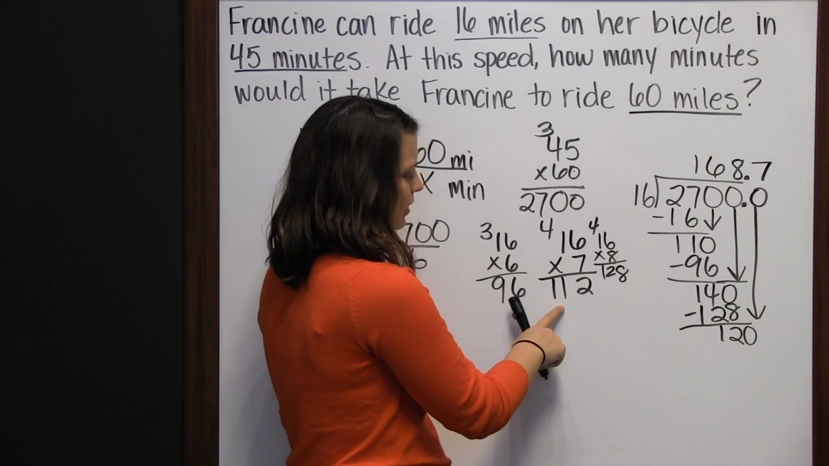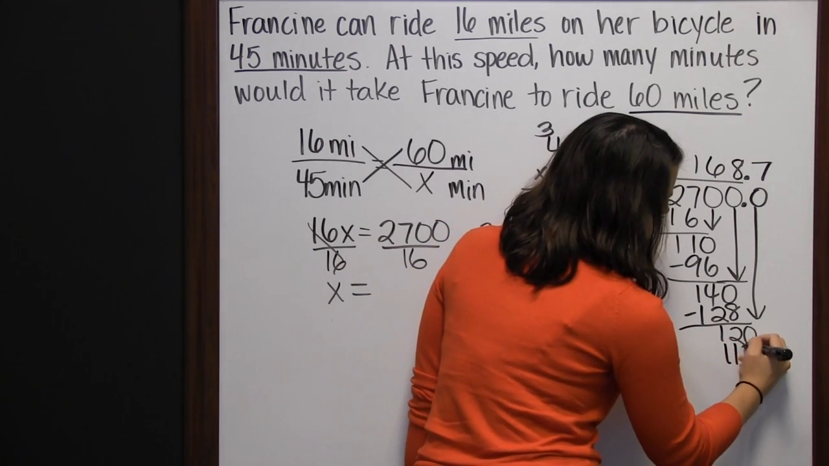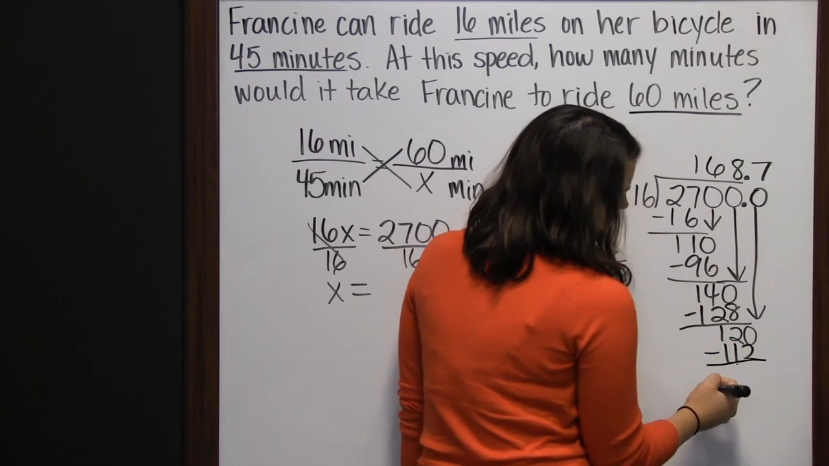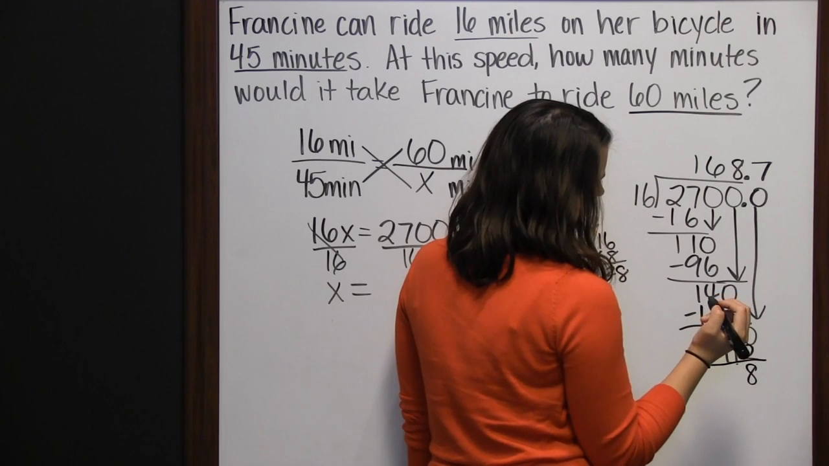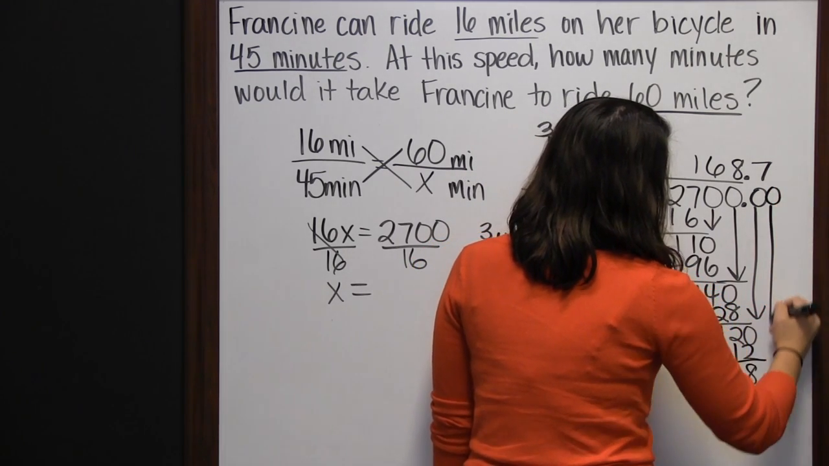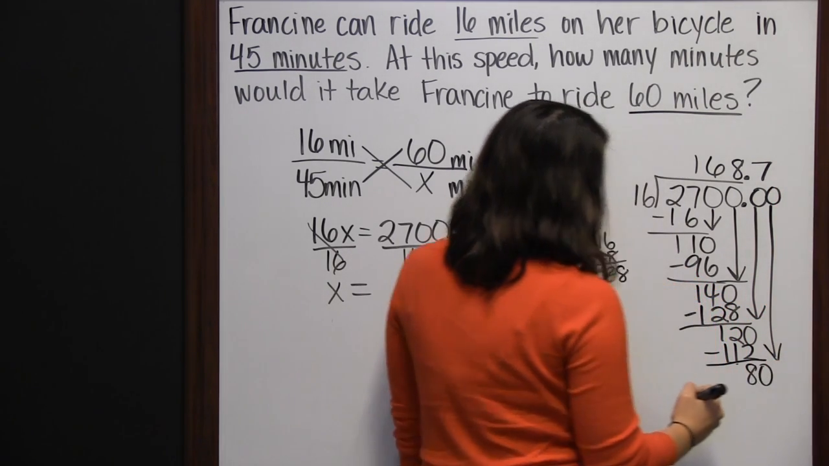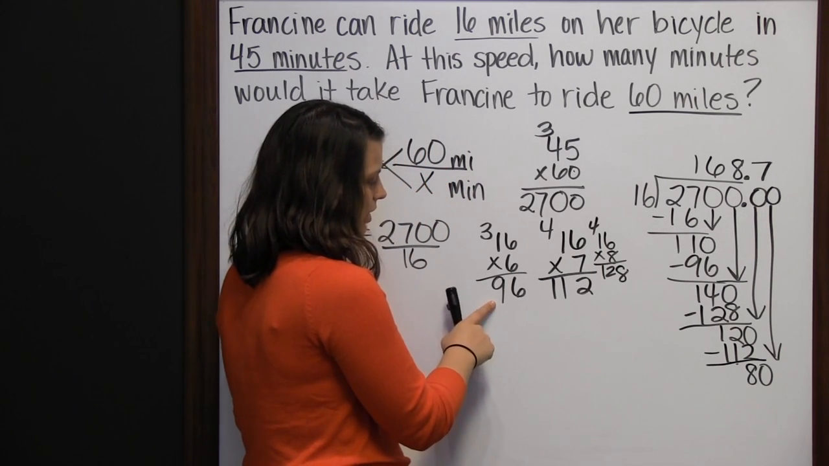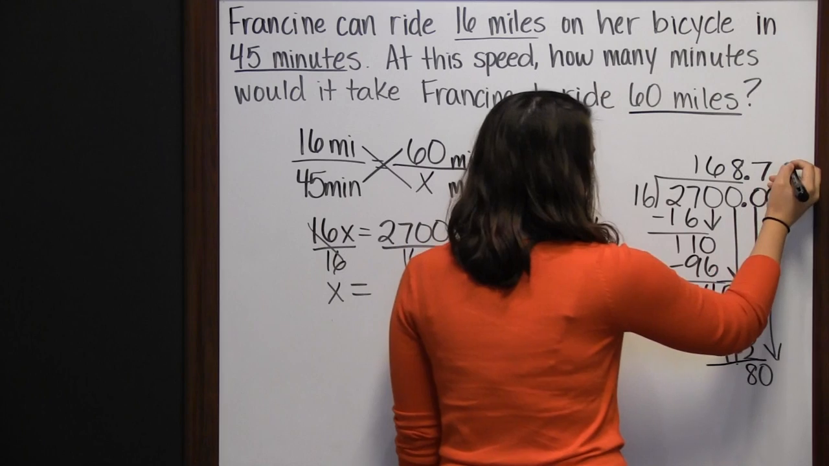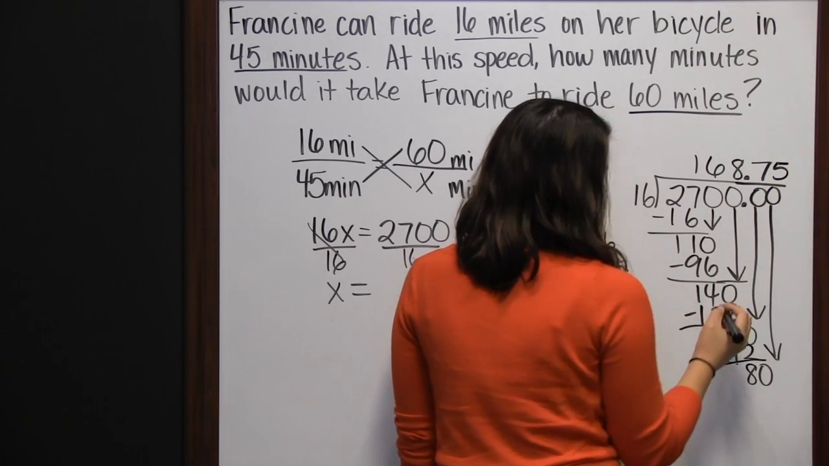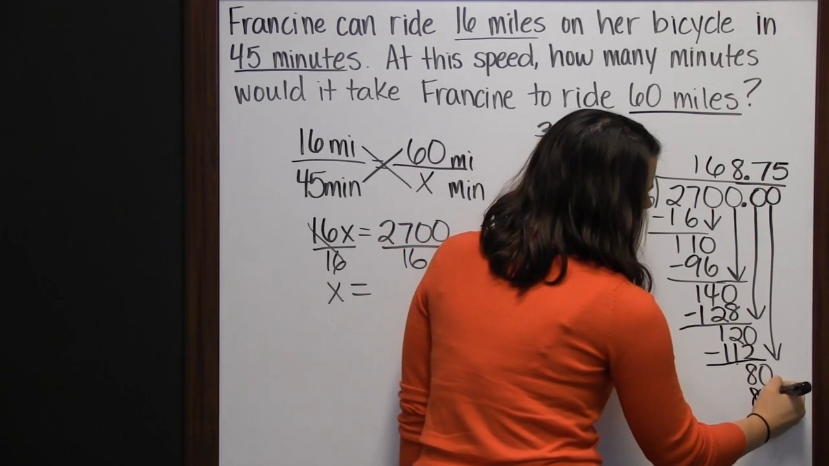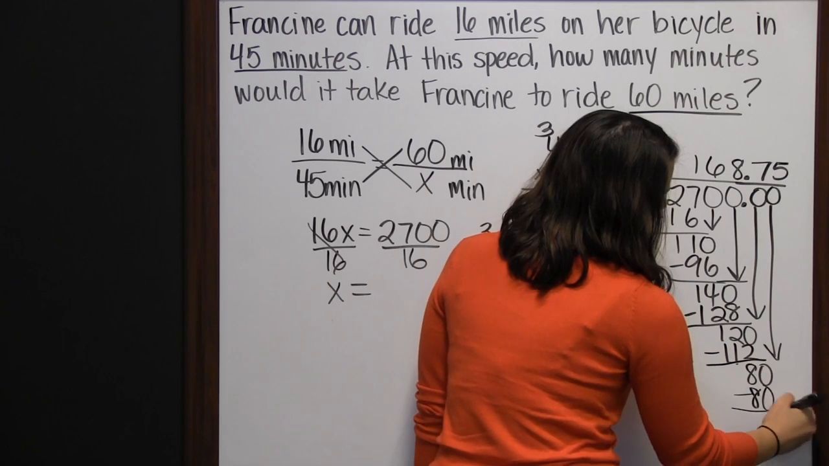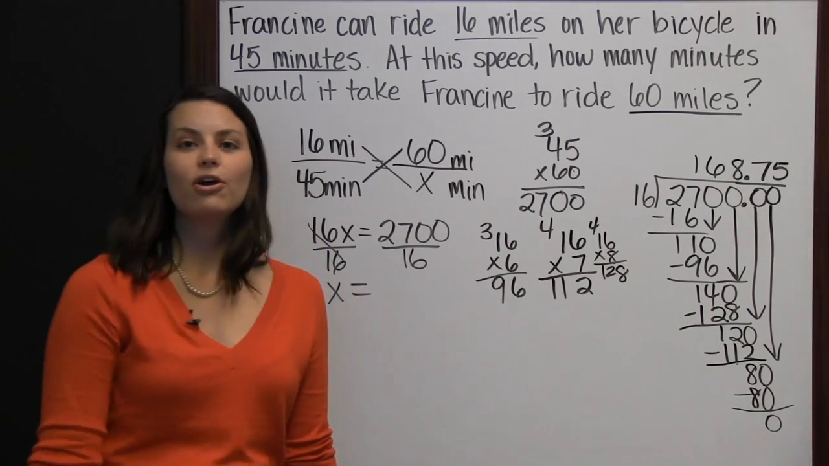16 times 7, we found earlier, is 112. So we subtract and we get 8. We add another 0 and bring it down. And 16 goes into 80 less than 6 times, and actually exactly 5 times. 16 times 5 is 80. So we subtract and we get a remainder of 0.